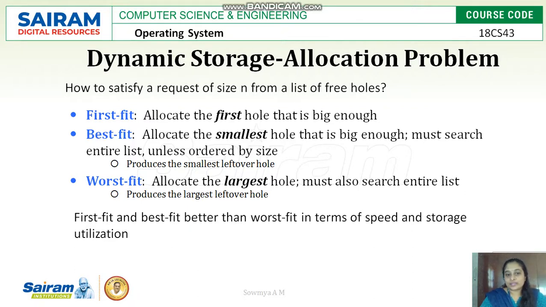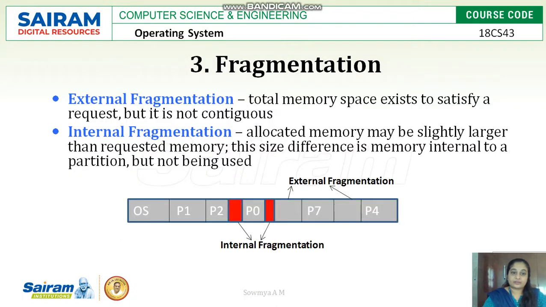And worst fit is to allocate the largest hole, and it must also search the entire list. This worst fit produces large leftover holes. Next topic is fragmentation. Since a hole is allocated to the process, this arises the problem of fragmentation. There are two types of fragmentation: external fragmentation and internal fragmentation.